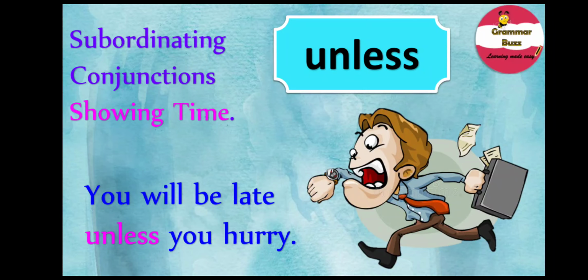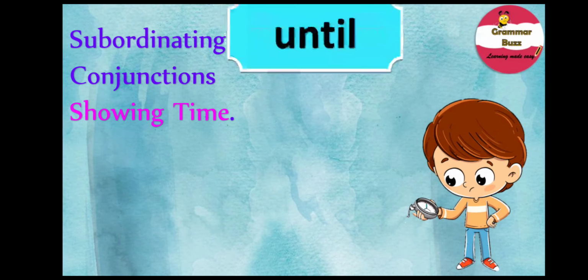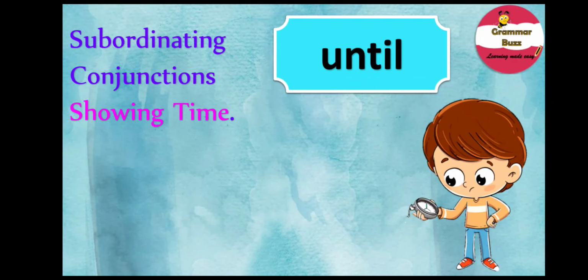In this sentence, unless is a subordinating conjunction because, as you know, it comes at the beginning of the dependent sentence and it connects two sentences of different rank or order. Remember, unless is a subordinating conjunction that is used to show the importance of time. The following subordinating conjunction is until, and until also shows the significance or the importance of time. Let us find out how until is used to join sentences.